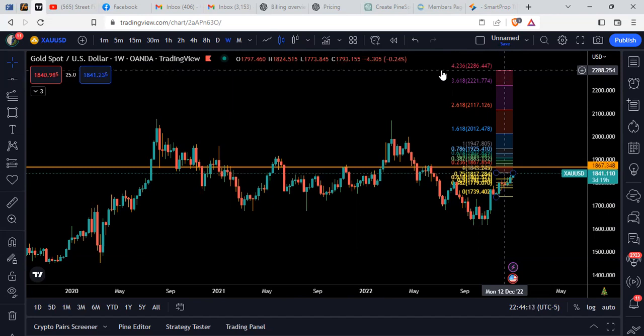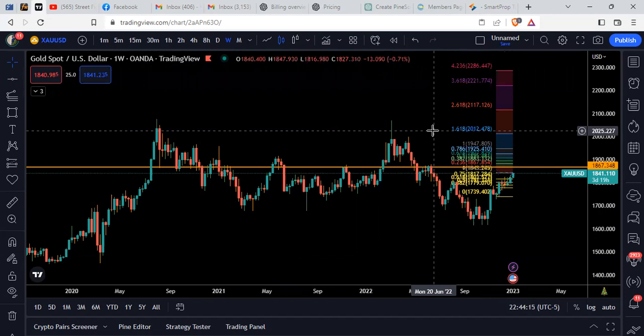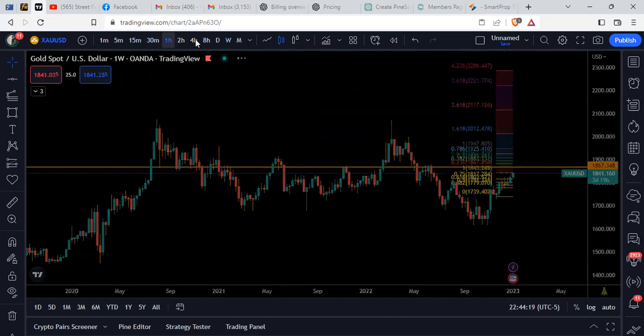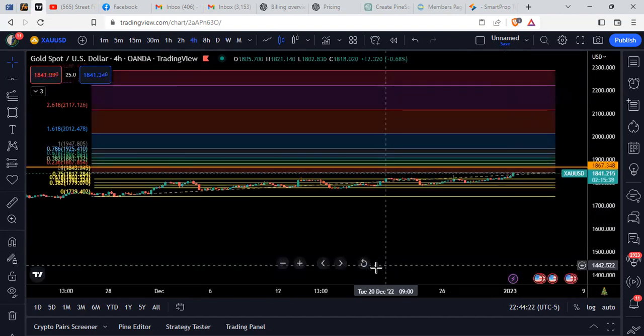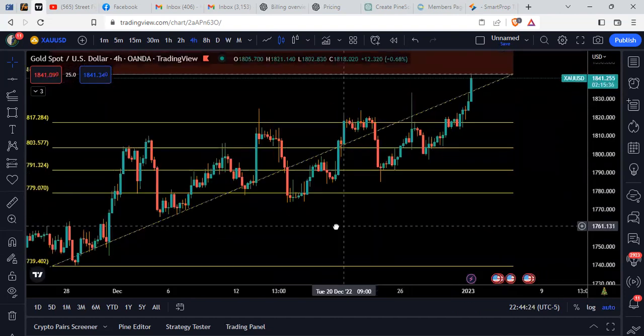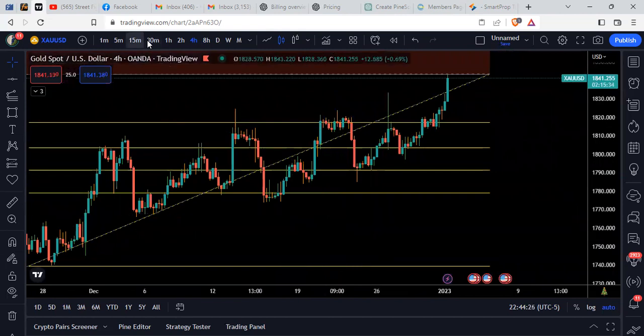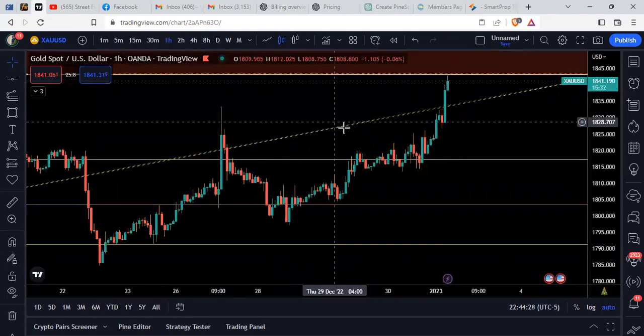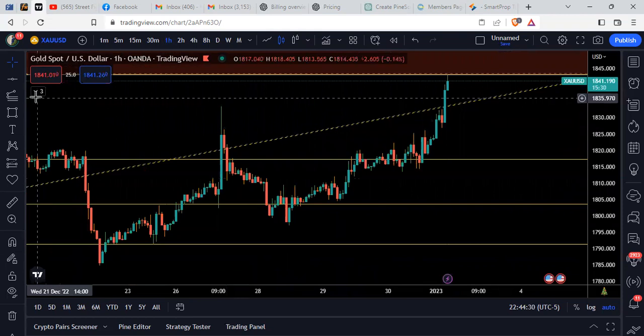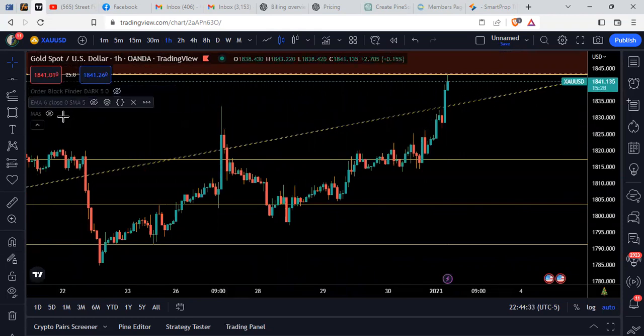And then, okay, so knowing this, let's drop down to the 1-hour then. So we're anticipating a bullish move. We're just waiting for the breakout. So let's drop down to the 1-hour. Let's see what we got going on.